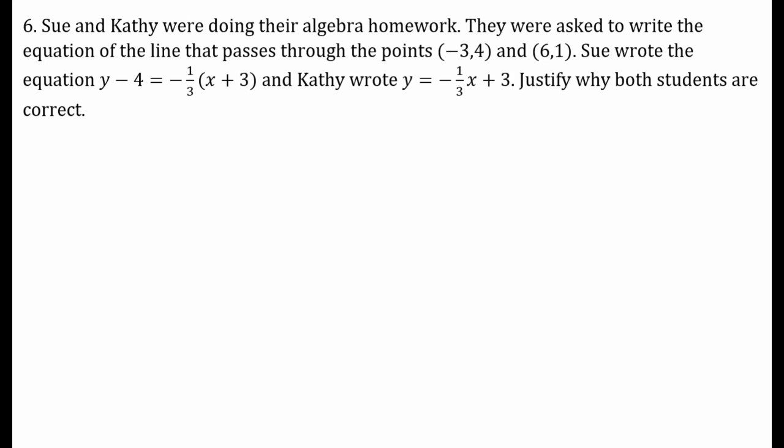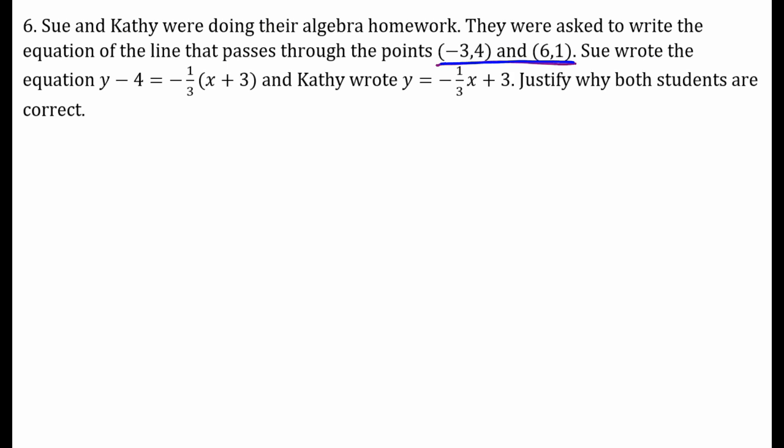Number 6. Sue and Kathy were doing their algebra homework, like all good Algebra 1 students do. They were asked to write the equation of the line that passes through those points. Sue wrote that equation and Kathy wrote that equation. Justify why both students are correct. Well, let's pretend like I don't know Sue and Kathy's equations here. There's many, many ways to answer this question. One way is to take both those points and plug them into both equations. Do 4 checks there. That's one way to do it.